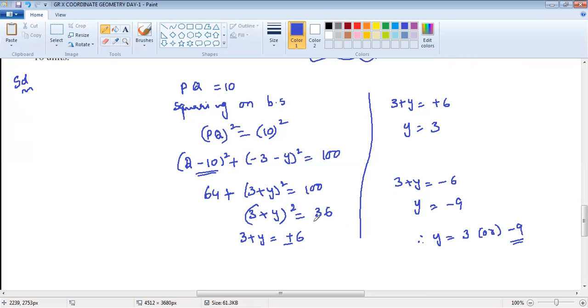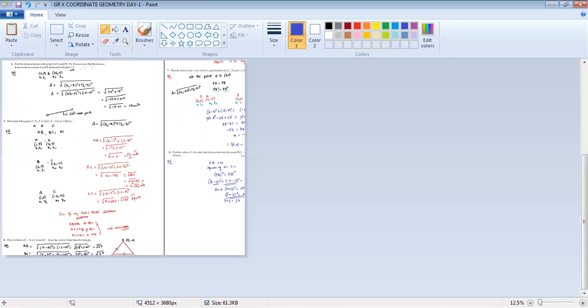See, sometimes they will make mistakes. Children, you have to remember one thing. When you're expanding, it is a quadratic equation. So a quadratic equation definitely consists of two roots. So for the two roots, you are supposed to work. Clear? Fine. Now I'm moving to the next problem.